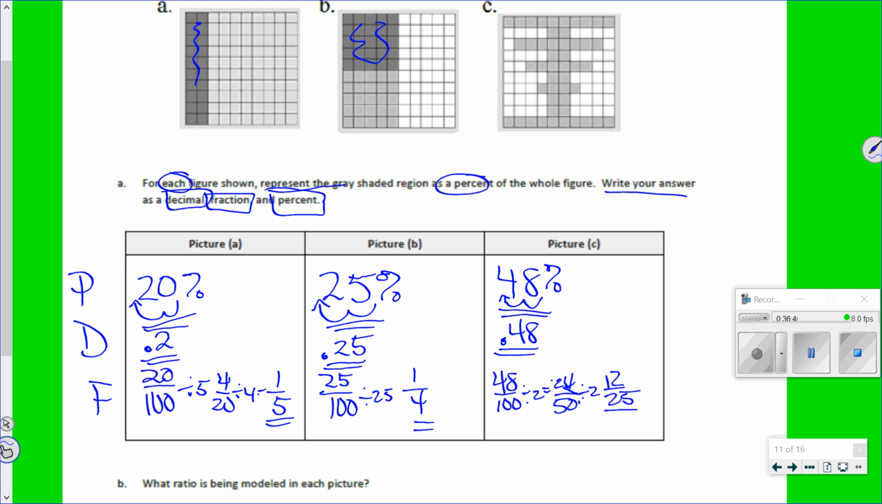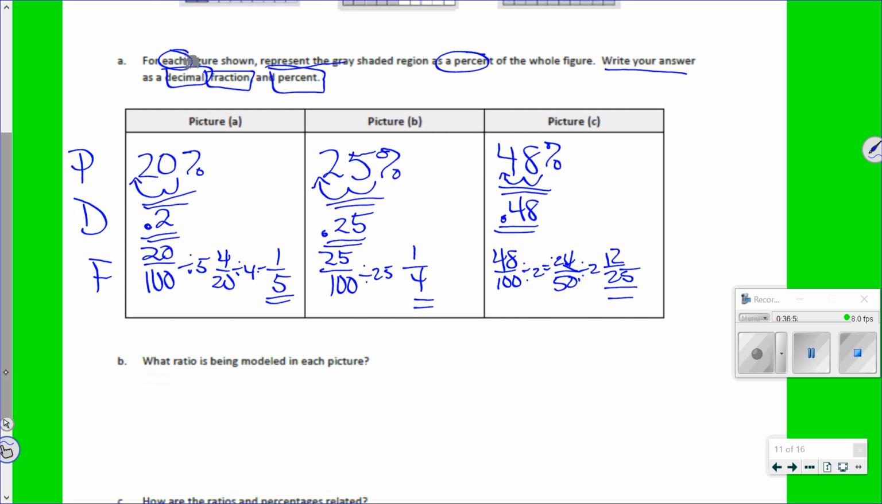Ironically, that was the one off your notes. And I literally just made 48 off the top of my head. So I haven't done that problem yet today. You guys feel okay on these?